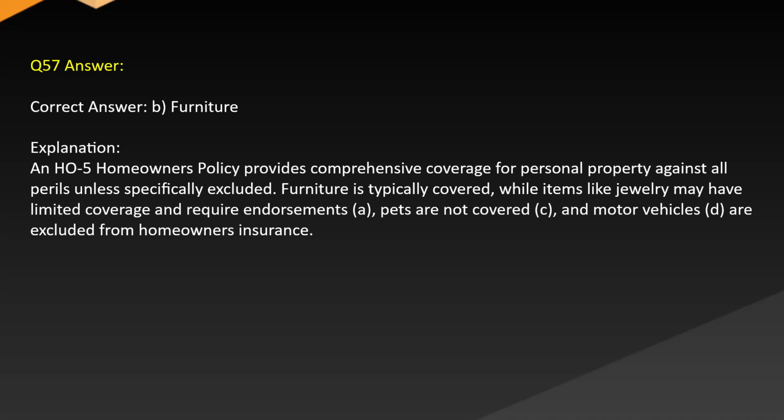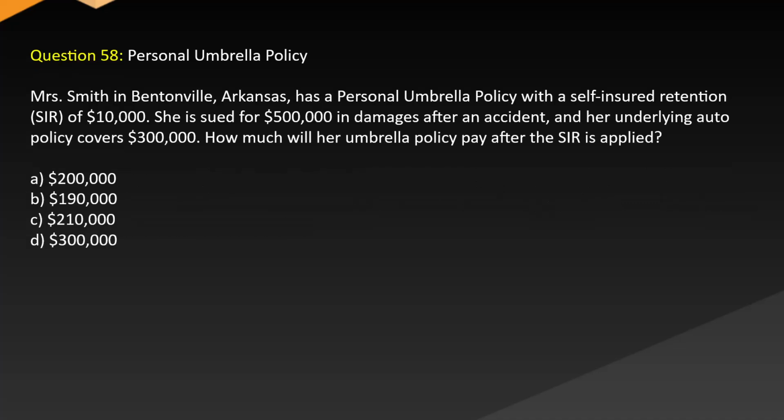Pets are not covered (C), and motor vehicles (D) are excluded from homeowners insurance. Question 58. Personal umbrella policy. Mrs. Smith in Bentonville, Arkansas, has a personal umbrella policy with a self-insured retention of $10,000. She is sued for $500,000 in damages after an accident, and her underlying auto policy covers $300,000. How much will her umbrella policy pay after the SIR is applied?